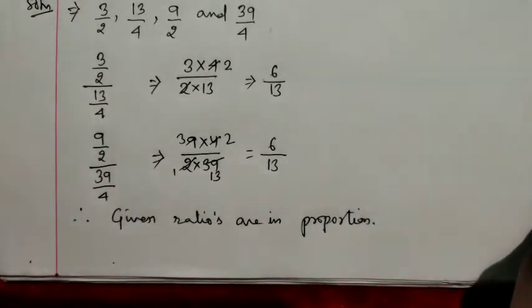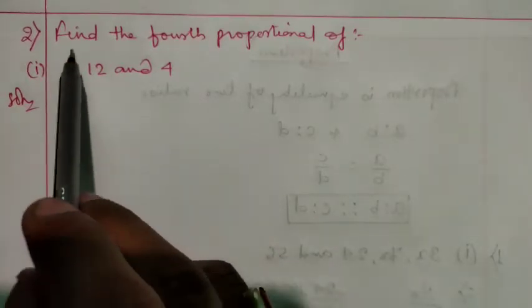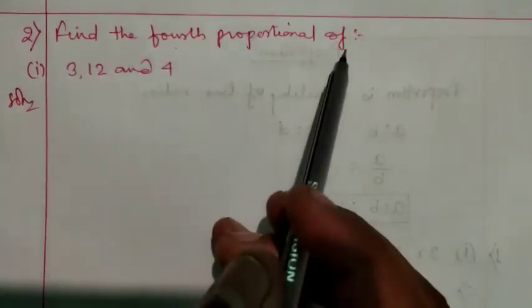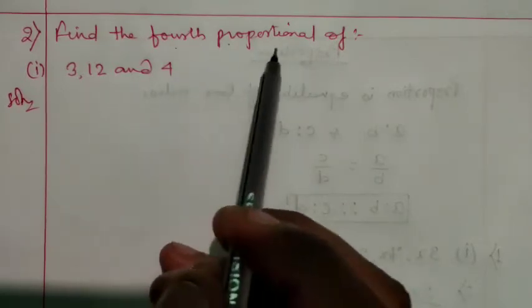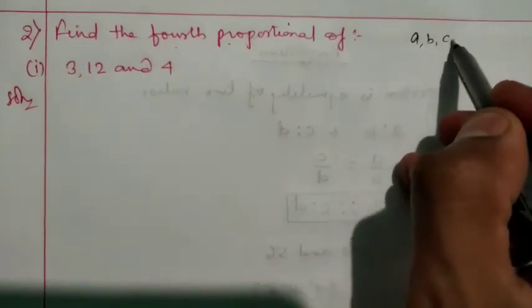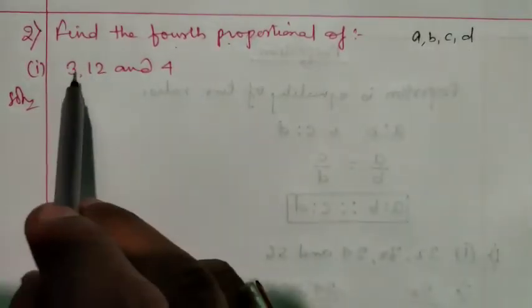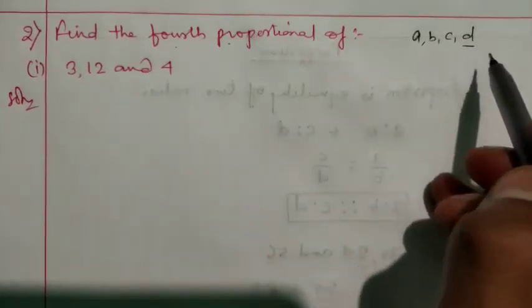The remaining questions you have to solve on your own. Let us solve question number 2. Question number 2 is saying find the fourth proportional of. Fourth proportional means the fourth term we have to find. There are 4 terms like A, B, C and D. Here in this question A, B and C are given. We have to find the value of D.